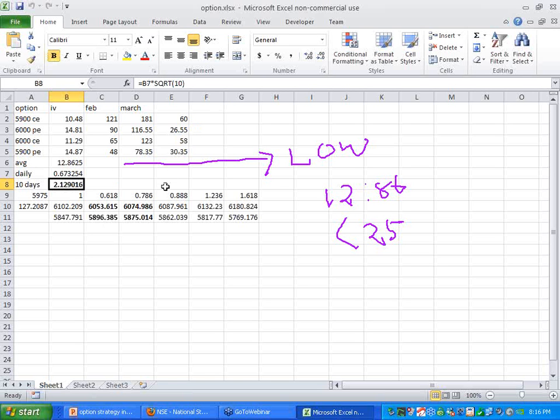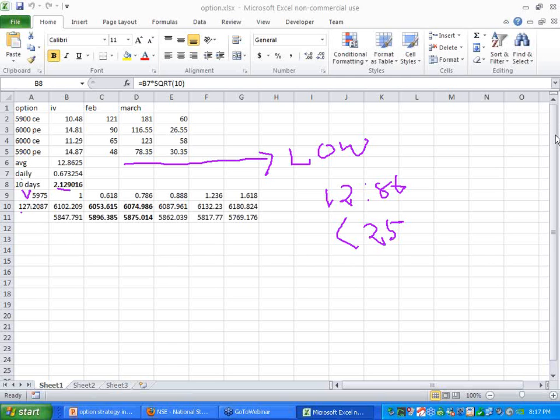So we have not calculated the Nifty volatility, rather we have taken the reference of the Nifty volatility from option implied volatility. So for the 10 days volatility, we are going to form a specific strategy and hold it for a 10 days period, and for that 10 days cycle, we are expecting the Nifty to move by 2.12 percentage from the level of 5975.